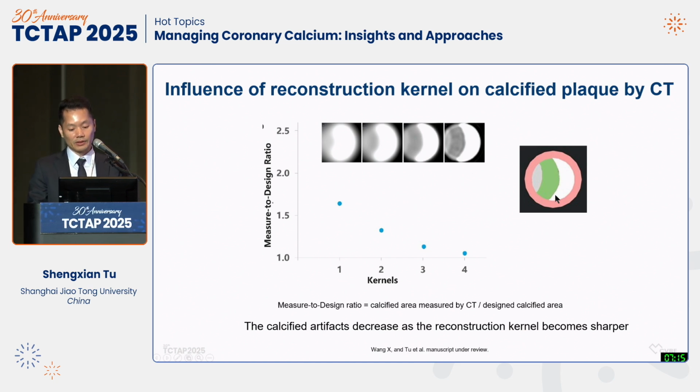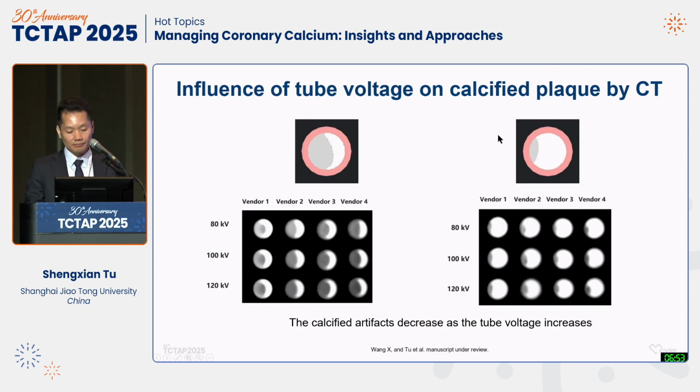This is a model we built and put in the scanner using different scanning kernels. As you can see, the appearance of the calcium looks very different. Here you can see it becoming much more blurred and bigger, as you can see quantified here. But if you have a sharper kernel, then the calcium can be easily quantified from here. And we further change the tube voltage.